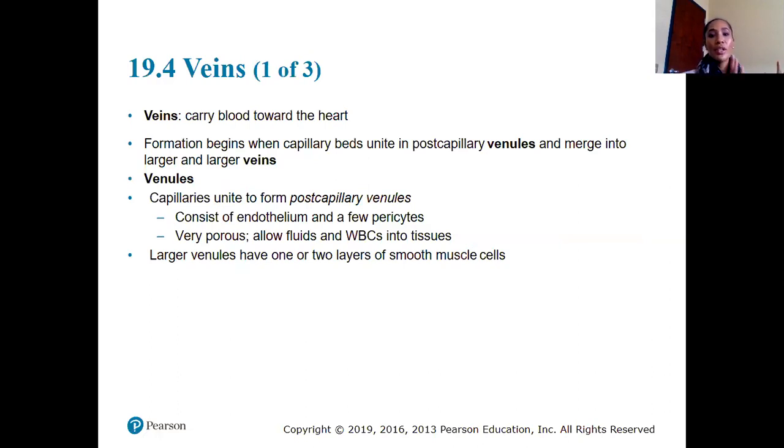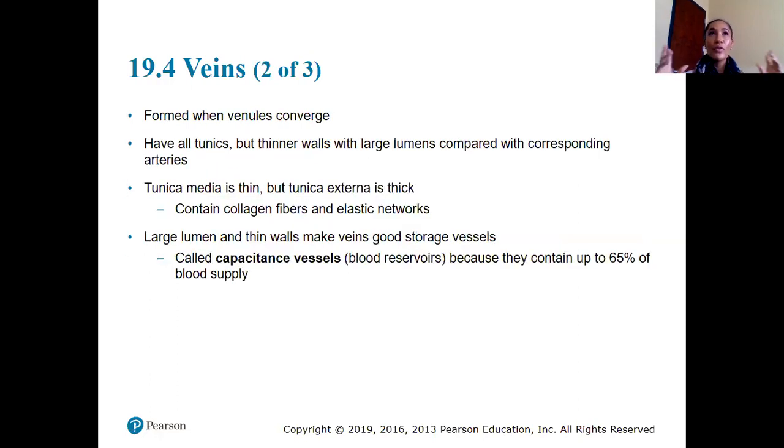Capillaries will unite to form the postcapillary venules that will consist of endothelium and a few pericytes. The postcapillary venules are going to be very porous to allow fluids and white blood cells into the tissues. Larger venules have one or two layers of smooth muscle cells. If you remember from a few slides ago, the smooth muscle in veins is very thin compared to the smooth muscle in arteries.